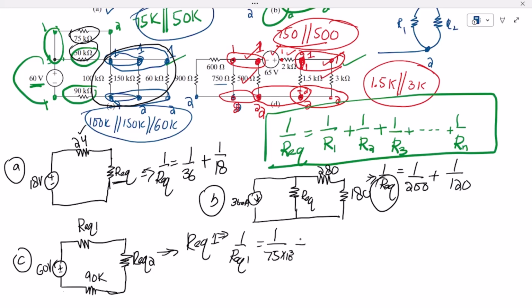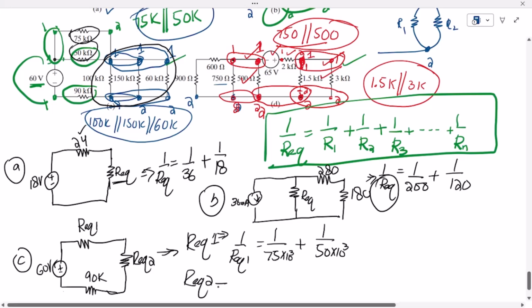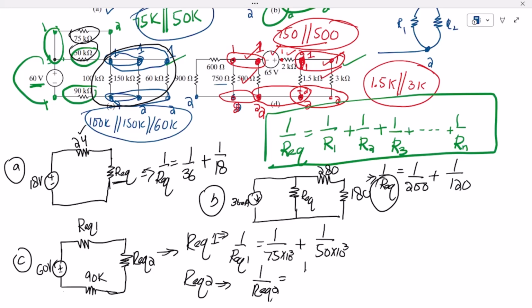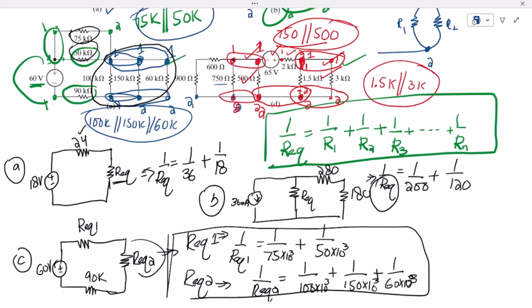Okay, this is 75 kilo plus 1 over 50k, which is 50 into 10 power 3. Similarly, to find the R equivalent, the three resistors are 100k, 150k and 60k. So 1 over 100 into 10 power 3 plus 1 over 150 into 10 power 3 plus 1 over 60 into 10 power 3. So by using these, you can find out the R equivalent 1 and R equivalent 2. So these are here.